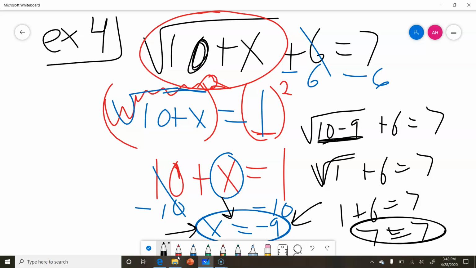X equals negative 9. Okay, so it's just like solving normal equations that we've been doing all year, except for now we have the square root symbol. Okay, let's do another example. We're going to get some practice with this.